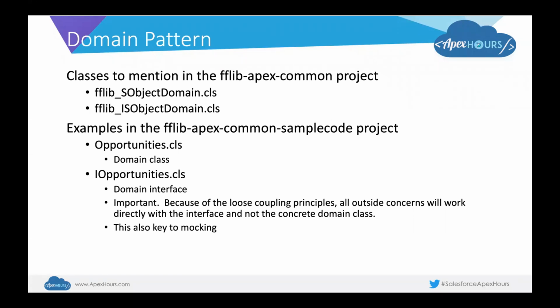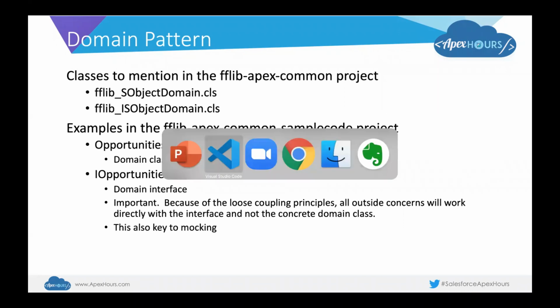So when you talk about domains, there's two real classes that you stay focused with: the fflib SObject domain, and then alternately the fflib ISObject domain class. And some examples in the sample code project are the opportunities domain class and then the opportunities interface. So let's jump over there real fast and take a look at those classes.